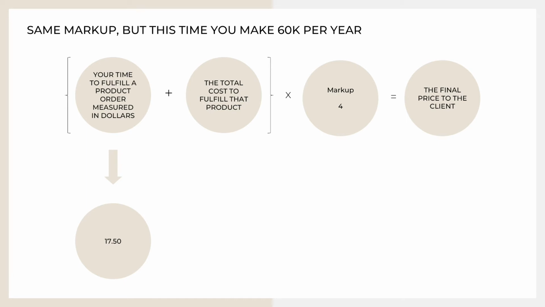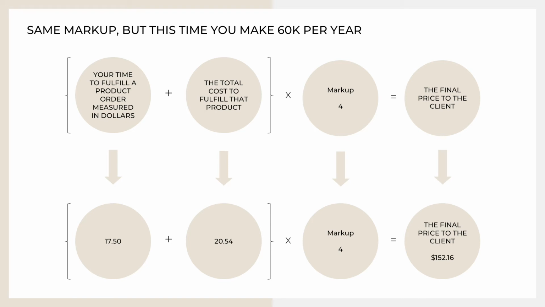Okay, now the same markup, we can do the same markup, but this time if you want to make $60,000 a year. Okay, so your cost in time at $60,000 a year is 50 cents a minute, and that 35 minutes of fulfillment is still $17.50. Your cost of goods is still going to be $20.54. You're going to add them together, and you're going to get $38.04, and then guess what? Here is the markup, okay, and that's straight up 4, and this brings the total price of a print to your client to $152.16.